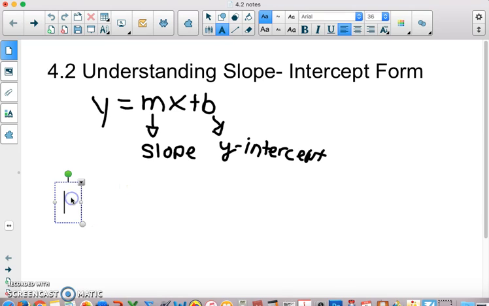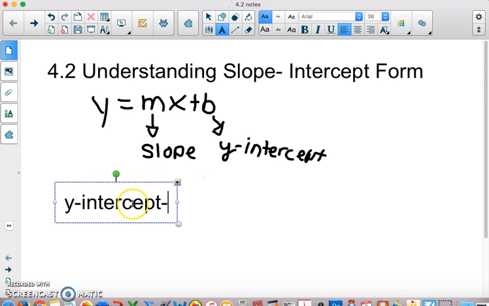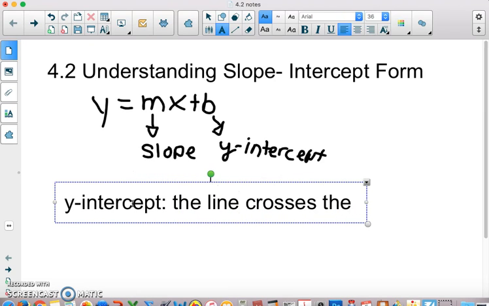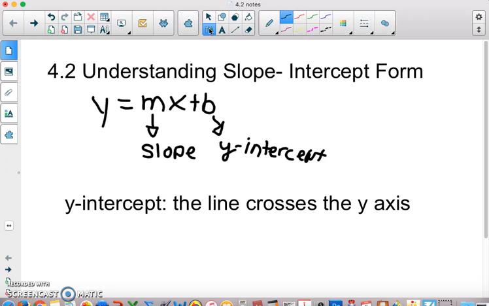Now our y-intercept is where the line crosses the y-axis. So if we take a look at an example of a graph, just draw a picture. Here's a line. Where the line crosses the y-axis would be the y-intercept. So if that was a 2, the y-intercept would be 2.